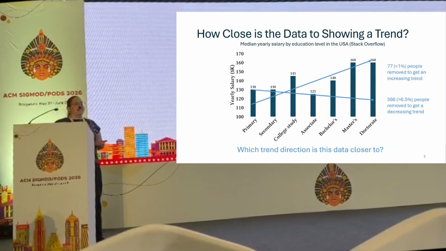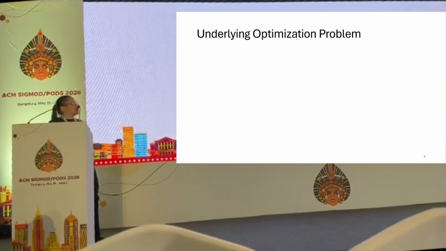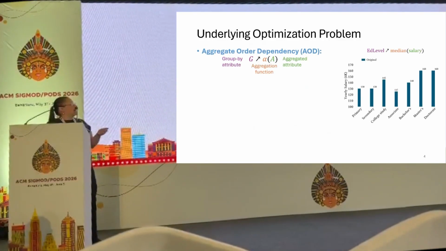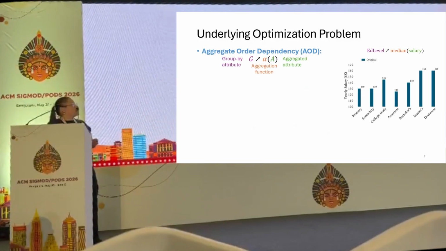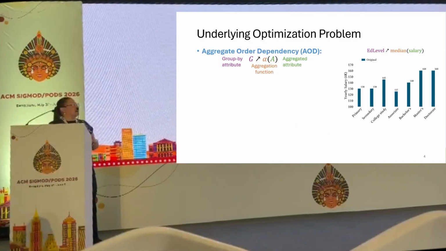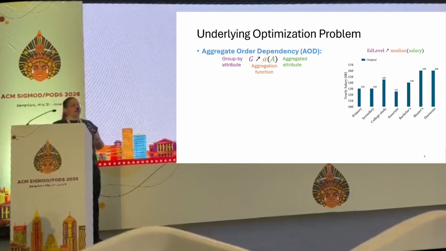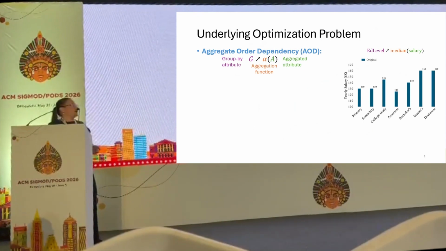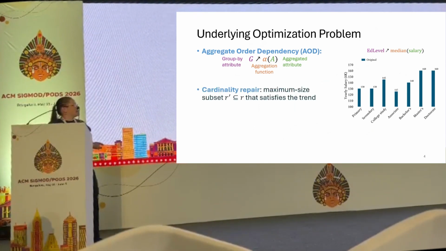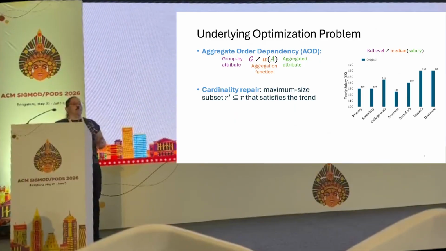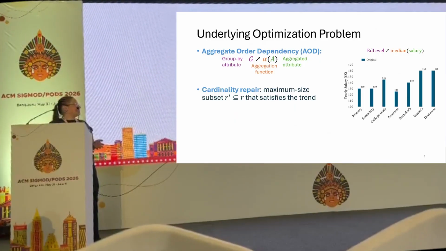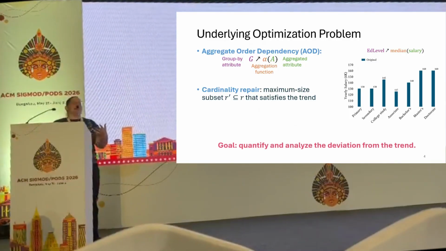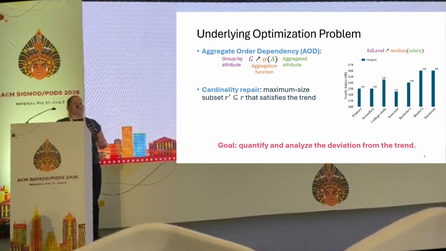So to formalize this problem, we defined an aggregate order dependency composed of a group by attribute, like education level, an aggregation function, like median, and an aggregate attribute, like salary. And we're searching for a cardinality repair, which is a maximum size subset of the relation that satisfies the trend. And the goal through this is to quantify and analyze the deviation from the trend.